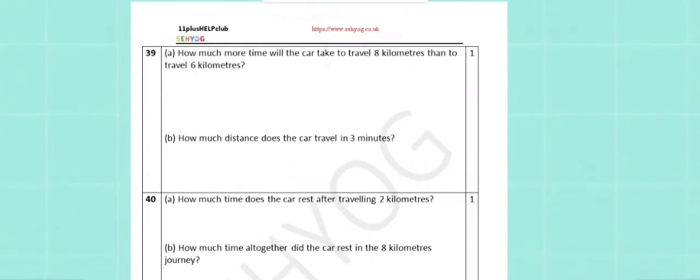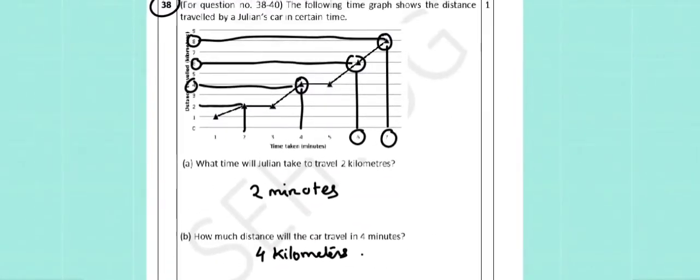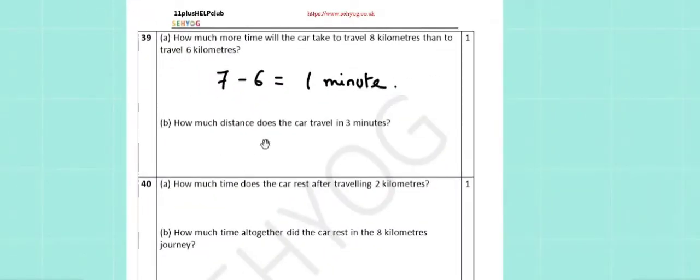So, within that 1 minute, the car has travelled 6 kilometers to 8 kilometers. So, it takes 1 minute more time. Now, how much distance will the car travel in 3 minutes? So, again we are going to look at the graph, and as we can see, against 3 minutes on the horizontal axis, we have the distance covered 2 kilometers. So, in 3 minutes the car is covering 2 kilometers. Actually, it is resting at this distance of 2 kilometers.